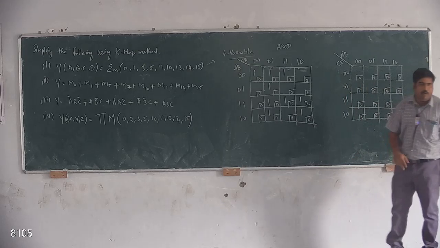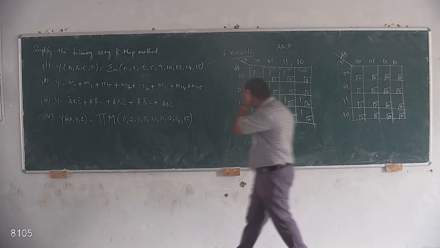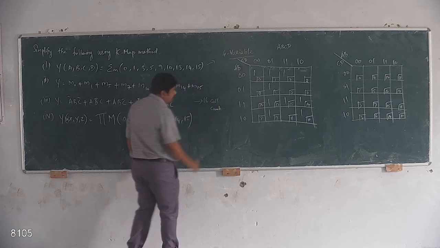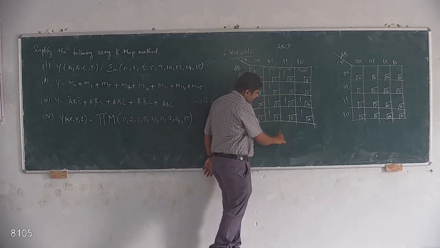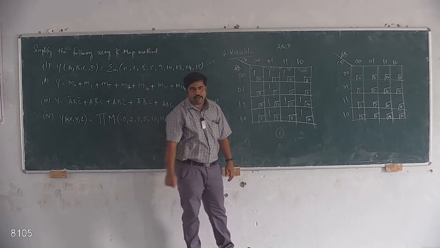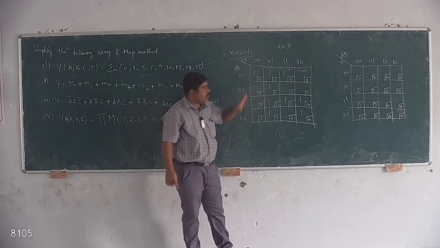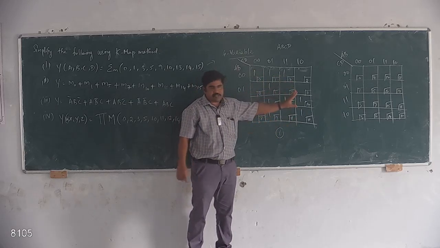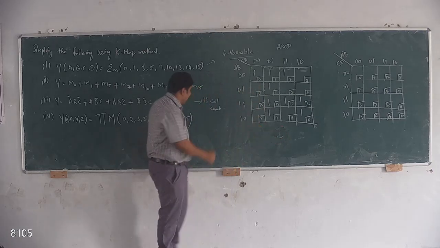Now I am going to combine the adjacent ones. First I need to check for the 16-cell combination. If all the boxes contain 1, I can combine all 16 boxes and write the answer as 1. That is the first possible thing. In our problem there is no such case. All the boxes do not contain 1 here; only a few of the boxes contain 1. So this combination is not possible in our problem.